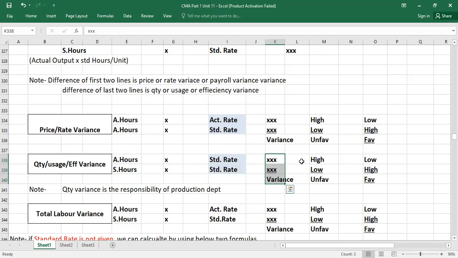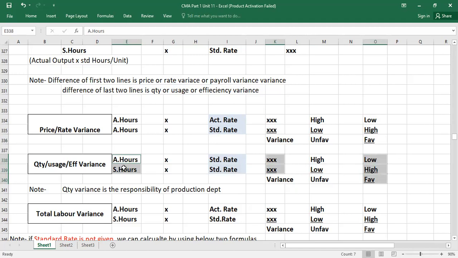If the first answer is higher and the second answer is lower, this will be unfavorable. Why? Because your actual hours are greater than standard hours. But if this answer is lower and the second answer is higher, this will result in a favorable variance. Why? Because your actual hours are less than standard hours.